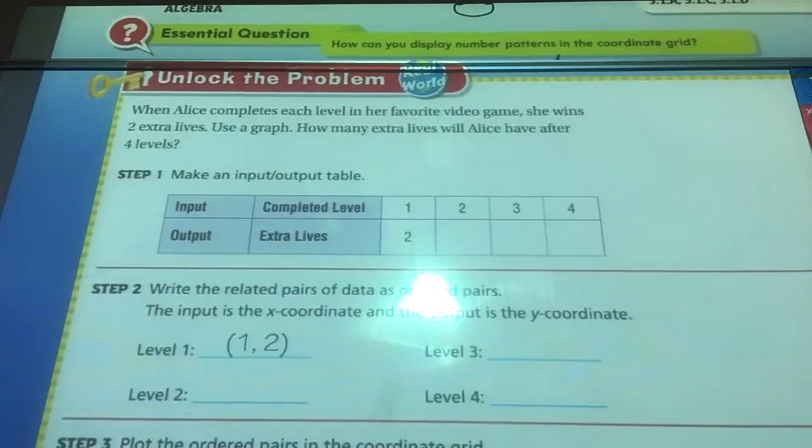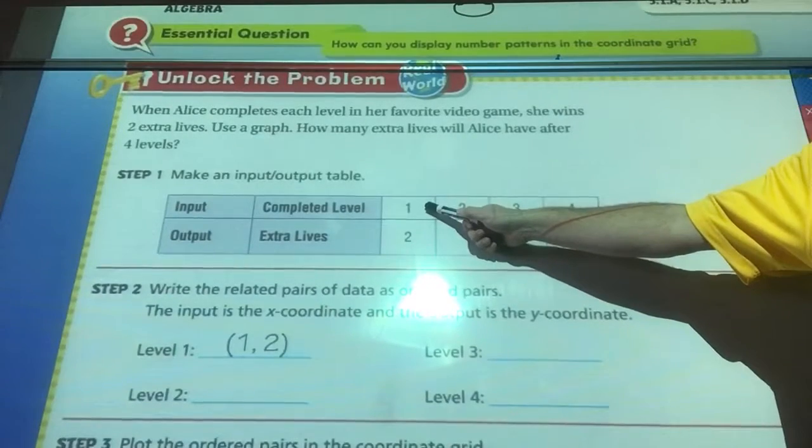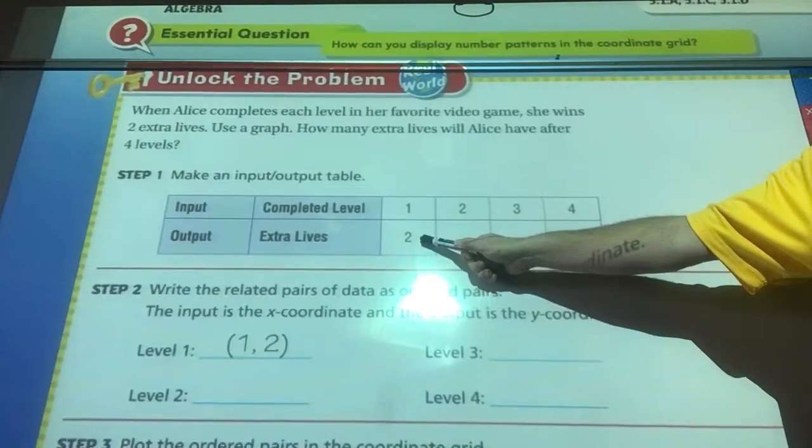So if we look at 523, when Alice completes each level in her favorite video game, she wins 2 extra lives. Use a graph. How many extra lives will Alice have after 4 levels? Then you have to make the input-output table. Okay, so the input, if she completes 1 level, she has 2 extra lives.